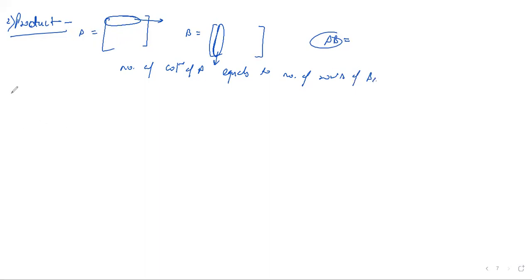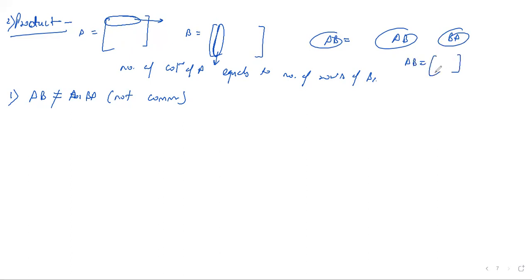There are some properties for the matrix product also. If I write this as AB, the matrix product, then AB is always not equal to BA. That is, matrix products are not commutative. And if AB is defined, that doesn't mean that BA should also be defined. And even if both are defined, it is not always possible that AB equals BA.